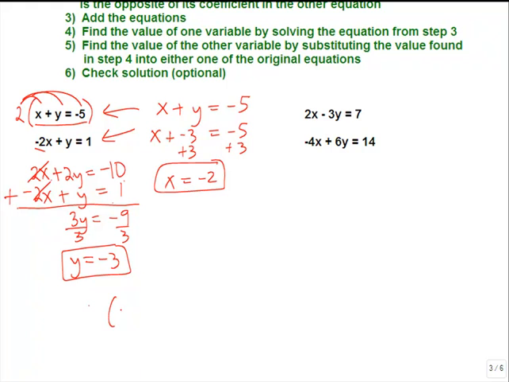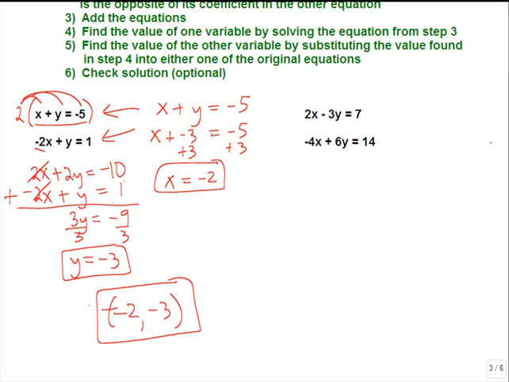So my solution is -2, -3. Remember, you can always check that you found the right answer, because if you were to plug in -2, -3 into the first equation, it should give you a true equation. And if you were to plug it into the second equation, it should also be true. This ordered pair that we find needs to make both equations true at the same time.